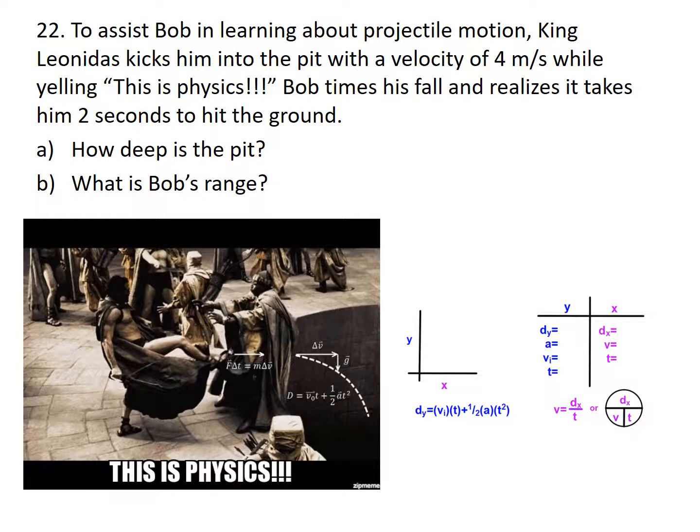To assist Bob in learning about projectile motion, King Leonidas kicks him in the pit with a velocity of 4 meters per second while yelling, "This is physics!" Bob times his fall and realizes it takes him 2 seconds to hit the ground. A, how deep is the pit? B, what is Bob's range?